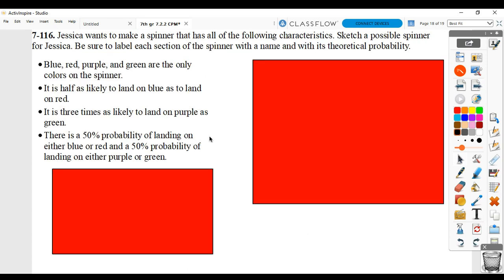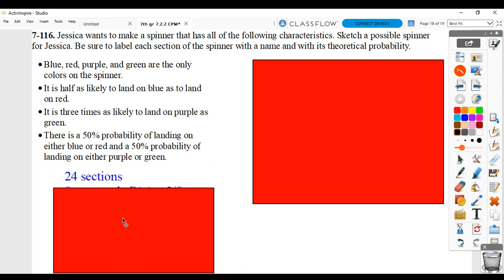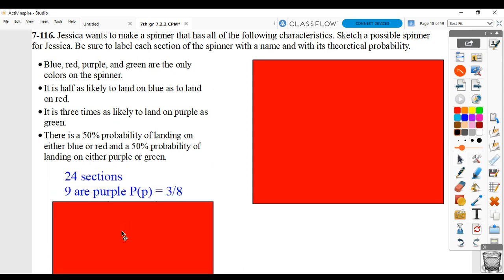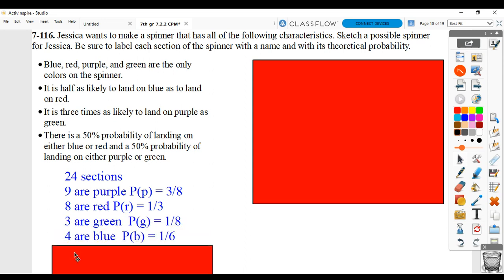For 7.1.16, they want you to sketch a possible spinner that would fit these criteria. Blue, red, purple, and green need to be the only colors. It needs to be half as likely to land on blue as to land on red, 3 times as likely to land on purple as green. There needs to be a 50% probability of landing on blue or red, and a 50% probability of landing on purple or green. So what you want to do is create 24 sections, and 9 of them then are going to be purple, 8 are going to be red, 3 are green, 4 are blue.